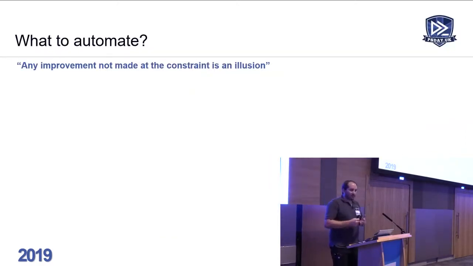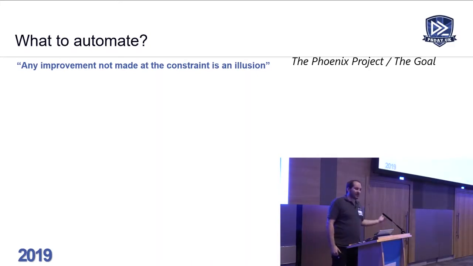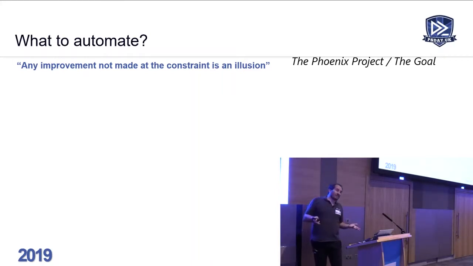So what I really want to get into a bit more is what to automate. The first thing is the theory of constraints. Who's read The Phoenix Project? Yeah, so that should be familiar. From The Goal and The Phoenix Project: any improvement not made at the constraint is an illusion. So if you're automating something that is not what's constraining the system, you're probably not helping anyone except maybe yourself. That took me a long time to realize. I was much happier in my job, but no one knew what I was doing.